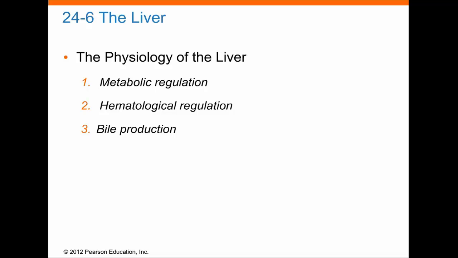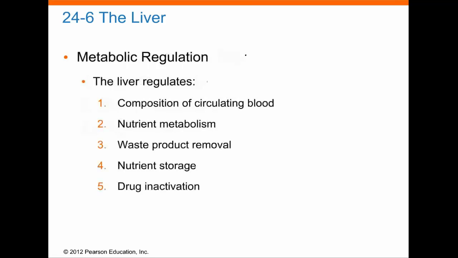So what's the function of the liver? It's involved in metabolic regulation, hematological regulation, and the production of bile. Metabolic regulation. The liver regulates the composition of circulating blood, so it's involved in recycling old red blood cells. It breaks them down, and that's what gives feces that brownish colour. It's involved in nutrient metabolism. It's involved in waste product removal.